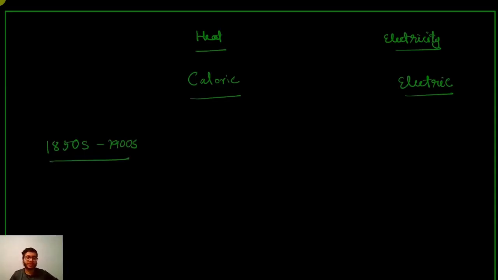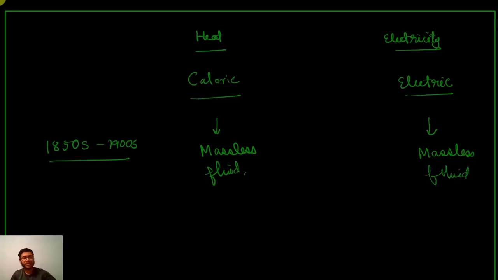The scientists of that time, for example, 1850s to 1900s, thought that each of these is a massless fluid. But these fluids are different. There can be two types of electric fluid, plus fluid and minus fluid, because people were already doing experiments with, let's say, rubbing silk on a glass rod. When you rub silk on a glass rod, one gets positively charged, the other gets negatively charged.